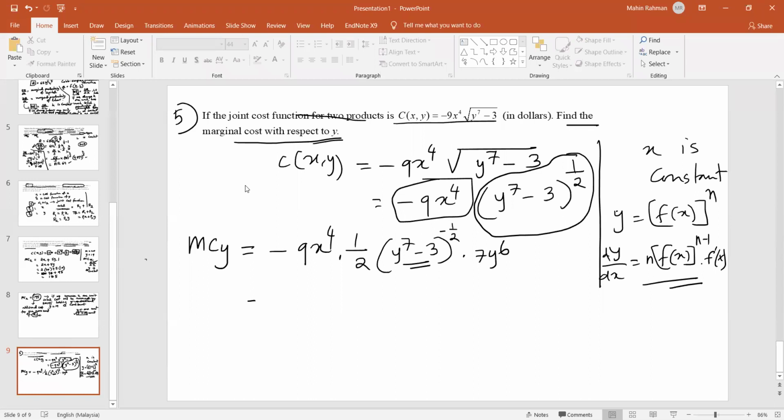Now you just write it down. 7 times 9 is 63. So 63x^4 y^6 divided by 2, times (y^7 minus 3) to the power minus half. That is called the marginal cost with respect to y. Is it clear, everybody?